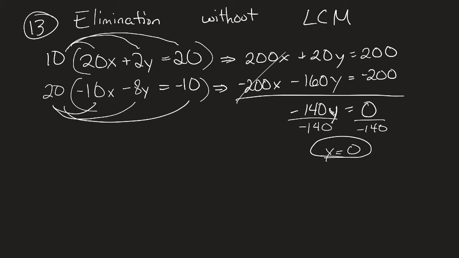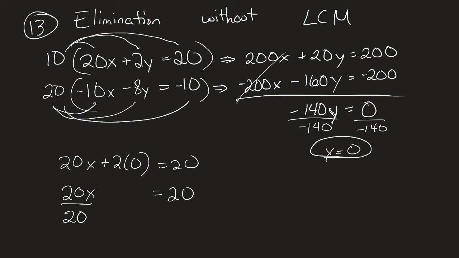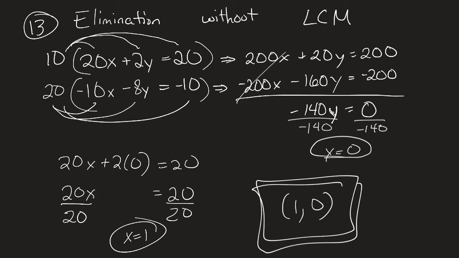So then we just take the y equals 0 and plug it into one of our equations. So I'm going to plug it into our original top equation. So that's 20x plus 2 times 0 is equal to 20. So we get 20x plus 2 times 0 is 0, so we can leave that alone, it's 20. So to get x, we just divide by 20, and we get x is equal to 1. So our final answer is 1, 0. All right, so we did not use the LCM, but we did end up doing elimination.